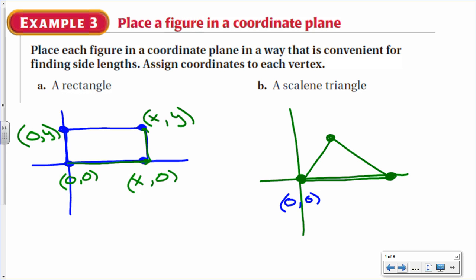I'm going to go forward a distance. It doesn't matter what letter you use. Let me switch it up. Let's use the letter K this time. I'll go forward K, but I'm going up and down 0.